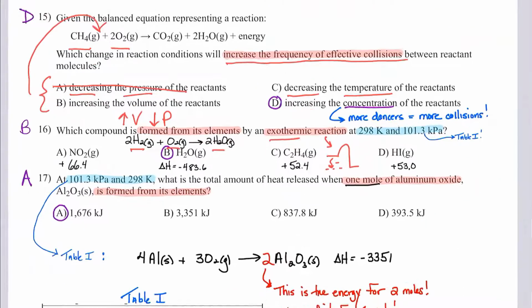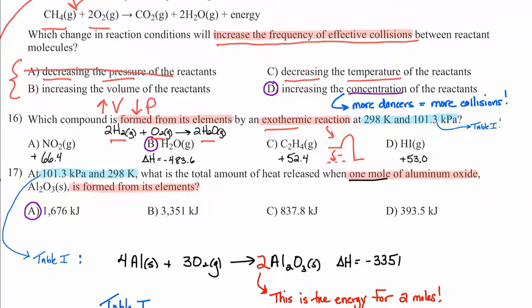Okay? Number 17. They're going to say, at 101.3 kilopascals and 298 Kelvin, what's the total amount of heat released when 1 mole of aluminum oxide is formed from its elements? Sounds very similar. Well, they're talking about Table I again. Because if you can create these numbers out of thin air, you need a hobby and maybe a life. You need a table to look at to know these.